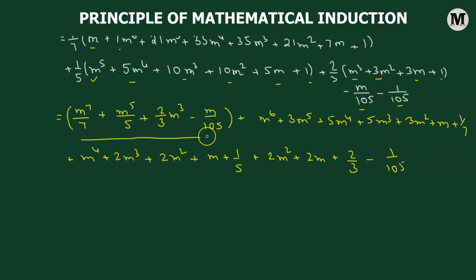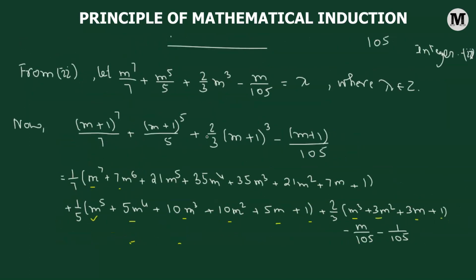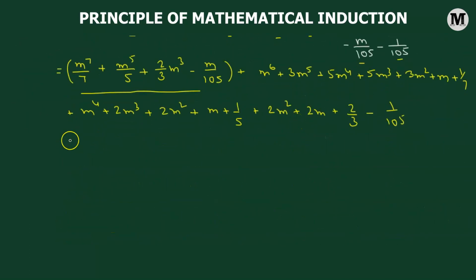Now, this particular expression is nothing but lambda. We have already considered that to be equal to lambda. So that means we now have lambda added to all of these terms. So here let's do one thing. Let's combine 1 over 7, then we have 1 over 5 added to 2 over 3 minus 1 over 105. So this is going to be one combined term, and to it we're going to add the remaining terms.